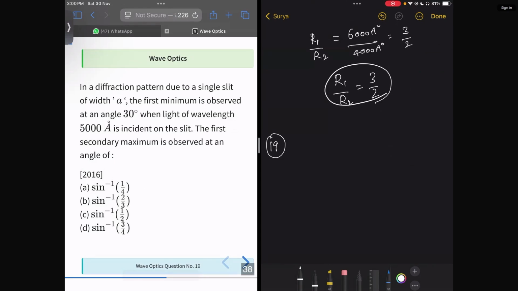In a diffraction pattern due to a single slit of width A, the first minimum is observed at an angle of 30 degrees when light of wavelength 5000 angstroms is incident on the slit. The first secondary maximum is observed at an angle of, okay. So in diffraction, there is a single slit with width A. The first minimum is observed at 30 degrees when the wavelength is 5000 angstroms. So theta is equal to n lambda by A.